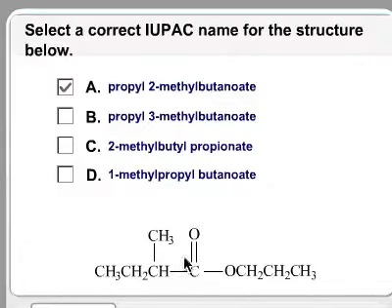It's not 3-methyl because it's 1, 2. It's on the second carbon. 2-methyl butyl propanoate, no, because the -oate ending, propanoate, goes with the carboxylic acid and has 4 carbons. And there is no methyl group on this alkyl group as a substituent. So ruling out the other choices.